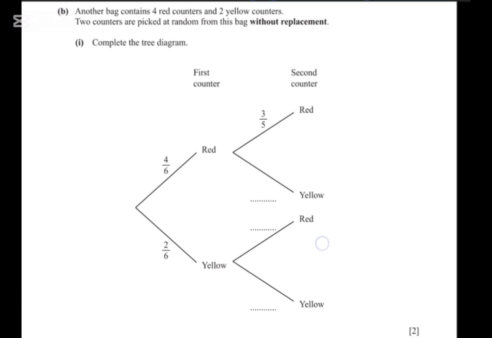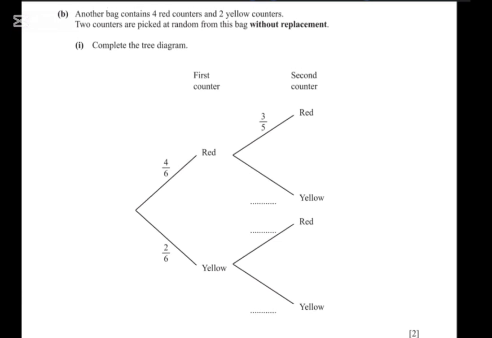Completing the tree diagram. So now, understand, there are 4 red counters out of 6 and 2 yellow counters out of 6. So when the first counter is picked, the probability of picking a red counter is 4 by 6. The probability of picking the yellow counter is 2 by 6.